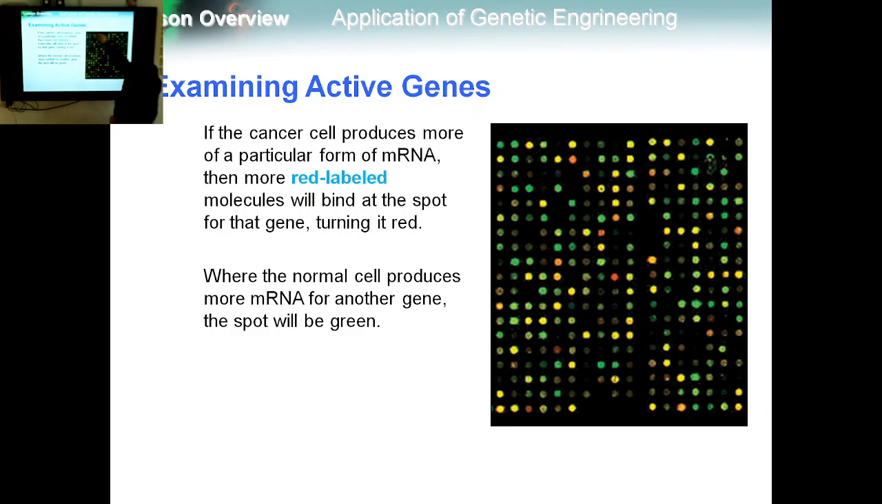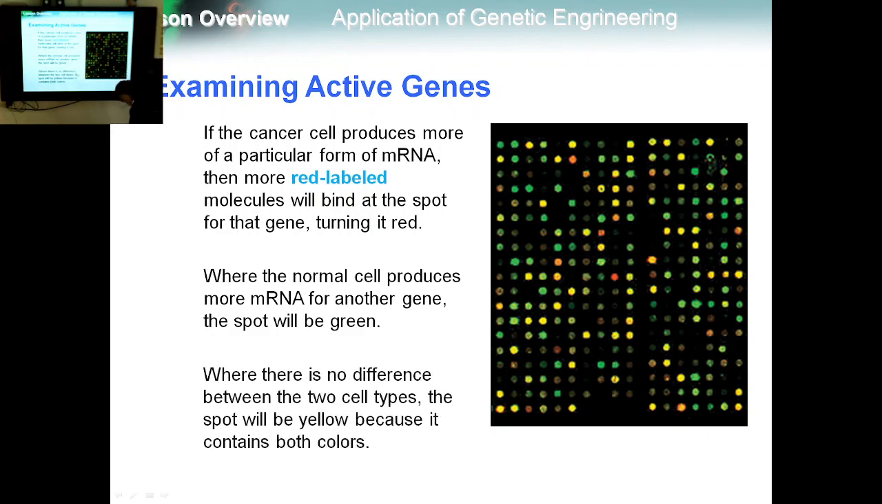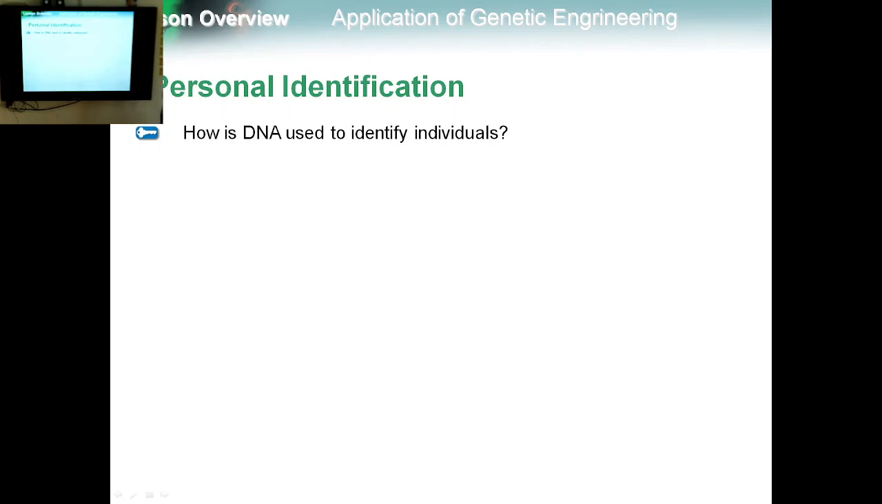So the spot here is green for the normal, and the spot here is red for the cancerous cells. Where there is no difference between the two cell types, the spot will be yellow because it contains both colors. So the yellow here contains both colors, the red and the green, at the same time. The other thing that we can use DNA fingerprinting for is personal identification. I can say this person is related to this parent, okay?